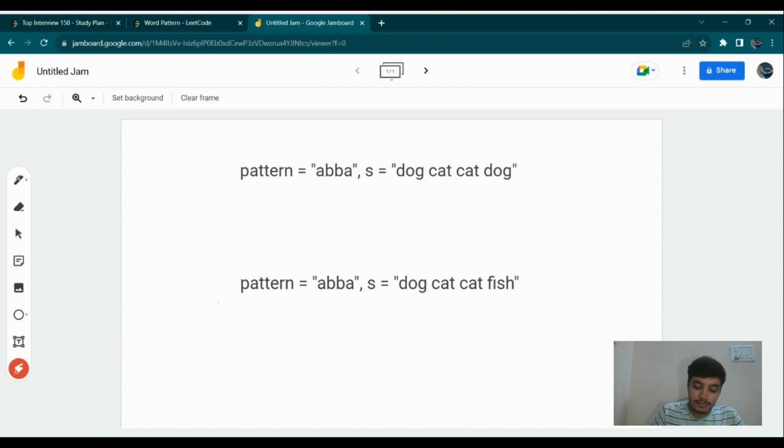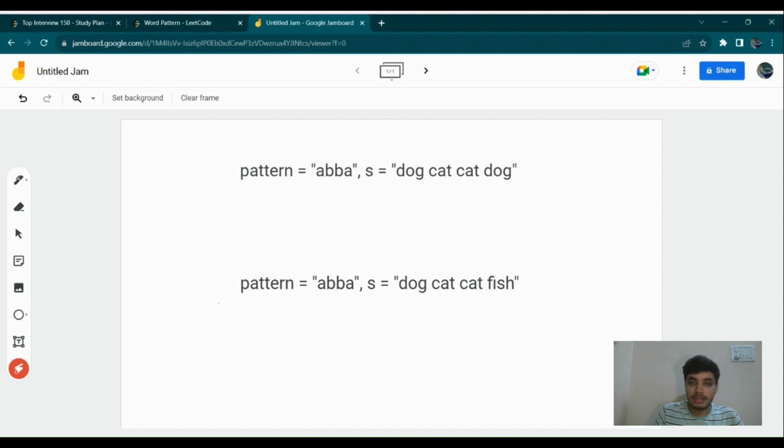So you can see that what we actually need to do in this question is find whether the pattern which is followed by our first pattern string is being followed by our s string or not. Here you can see that we have pattern first A, then two B, and again A. This is a pattern. Now when you see our s string, you can see that it has dog, two cat, and then again one dog. So it is the same pattern as the previous one.